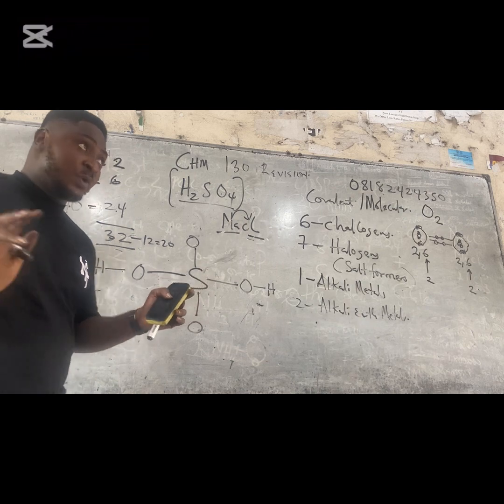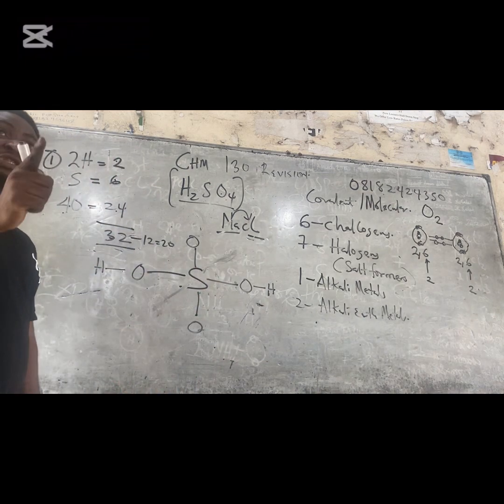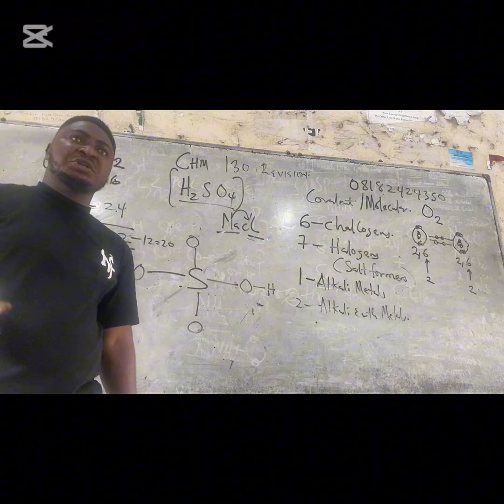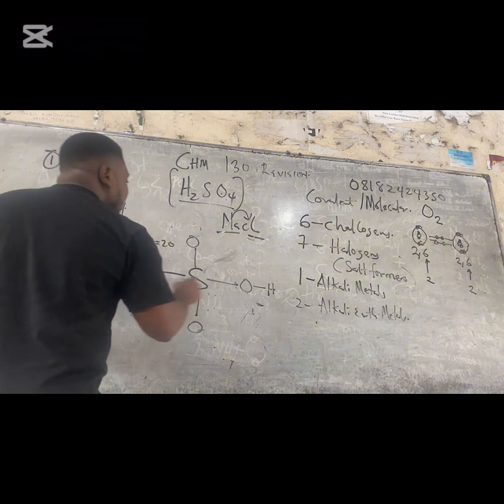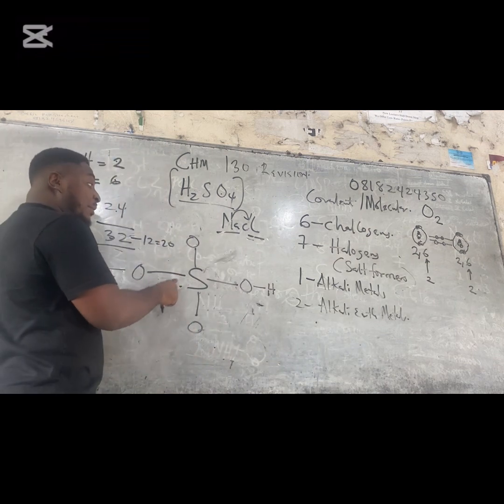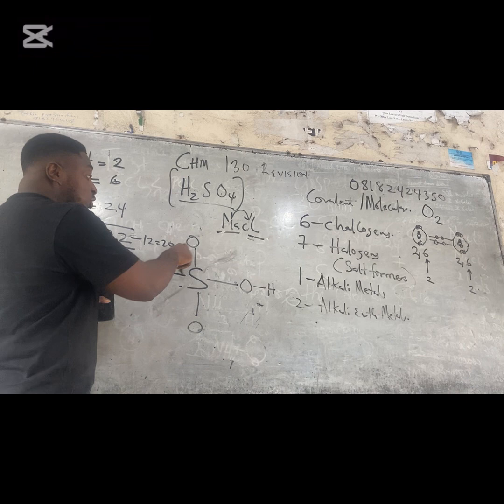Hydrogen needs just 2 electrons to be stable. So it means that these 2 hydrogens are stable. By giving 1 bond to hydrogen, hydrogen is okay. So our 2 hydrogens are satisfied. Our sulfur is okay, because it has 4 bonds around it, and each bond is giving it 2, so 2 times 4.